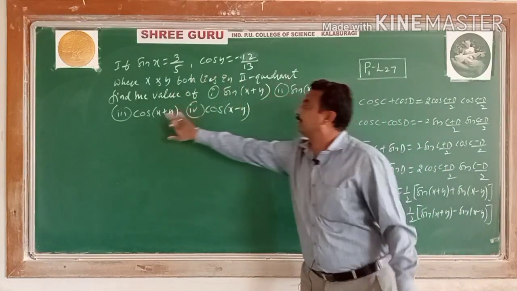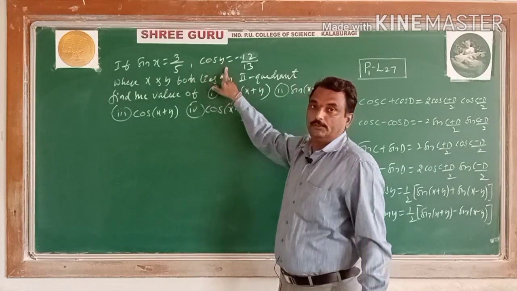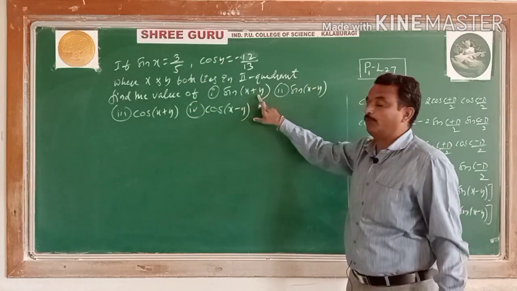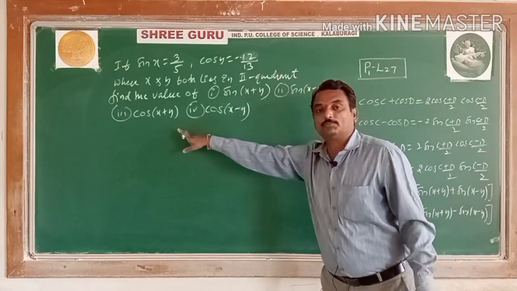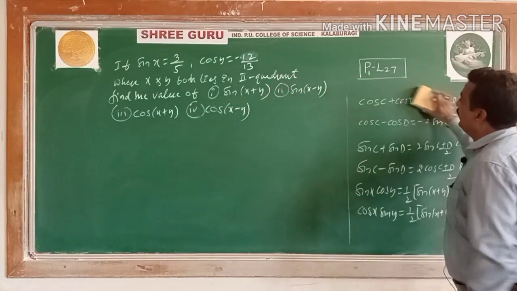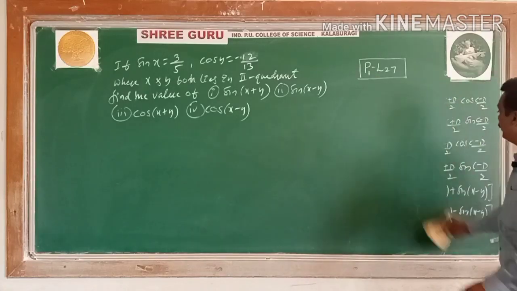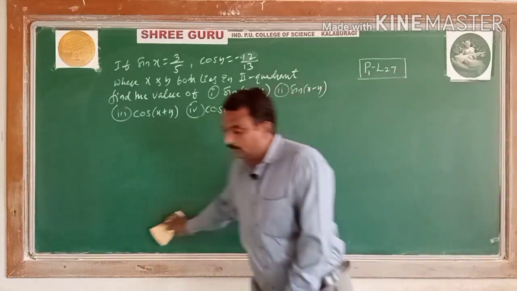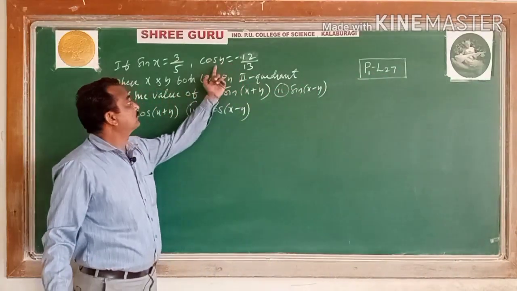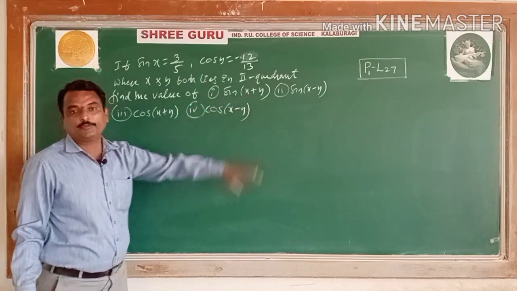Again, sum and difference of cos. Sin x and cos y are given. What you are required to find is sin(x+y), sin(x−y), cos(x+y), and cos(x−y). Sin x and cos y are given here, so you have to find the remaining functions, cos x and sin y, and then calculate sin of x plus y and the others one by one.